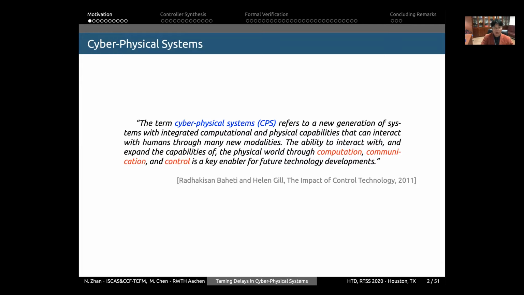According to Radhakisan, Bharati, and Helen Gill's definition, cyber physical systems refer to a new generation of systems with integrated computational and physical capabilities that can interact with humans through many new modalities. The ability to interact with and expand the capability of the physical world through computation, communication, and control is a key enabler for future technology developments.